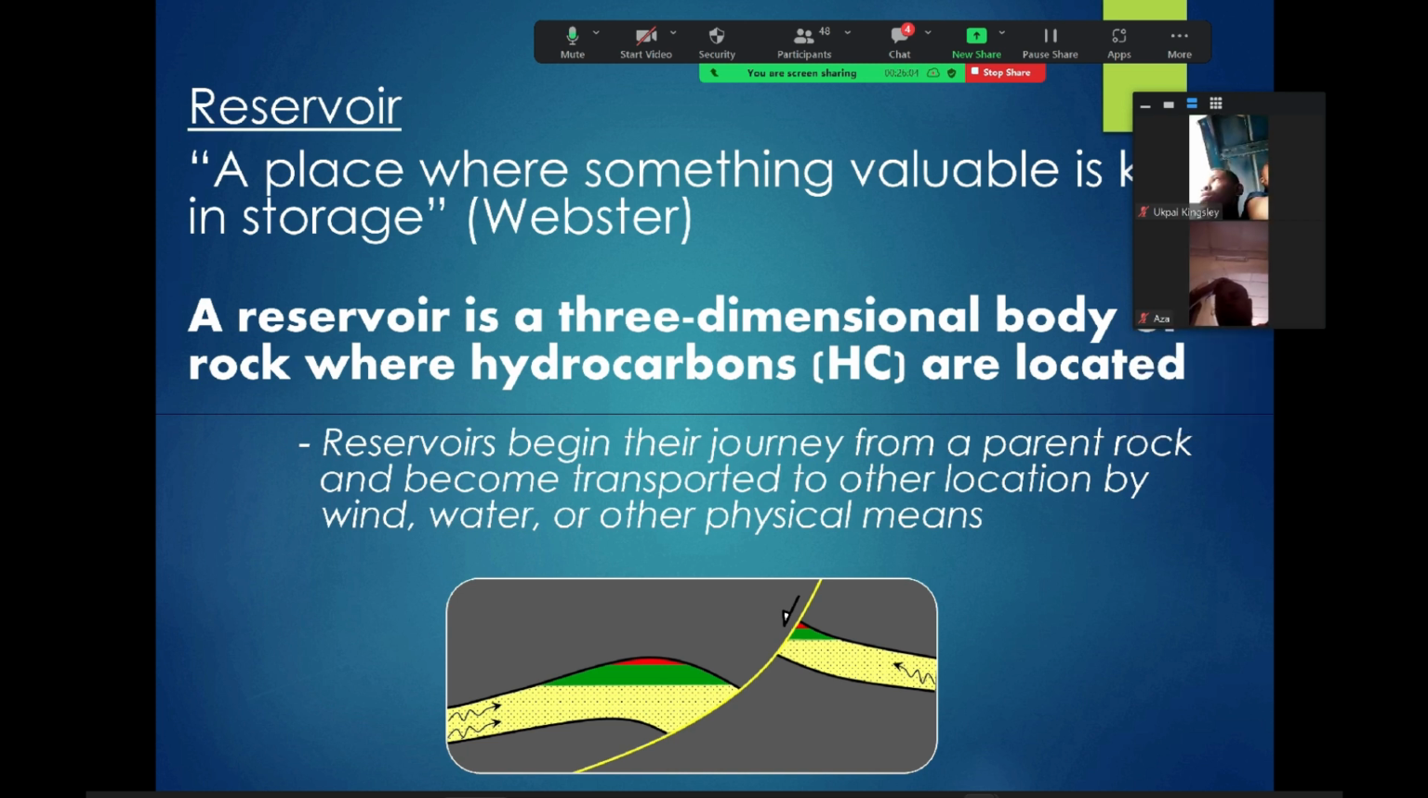And any configuration that allows hydrocarbon to stay within a reservoir rock is called a trap. Any arrangement, any geometry that allows this is called a trap. Okay.